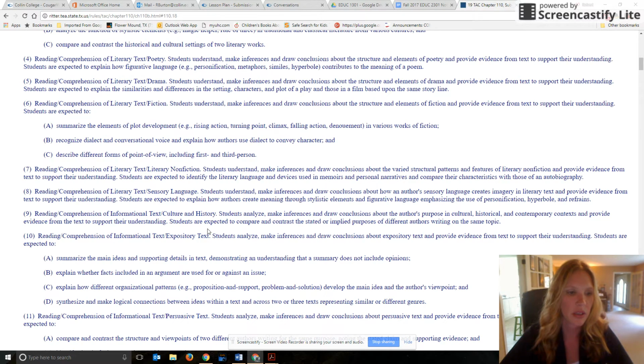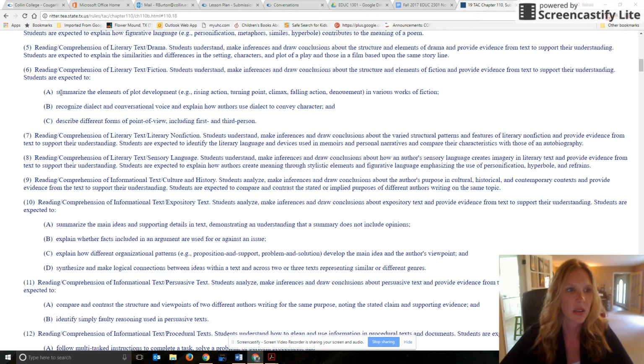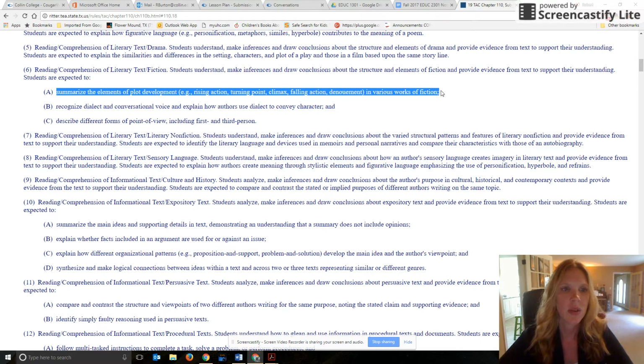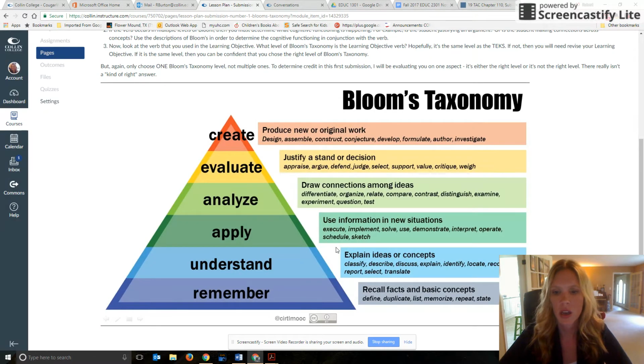What I'm going to pull is this one, because it's one that students commonly choose when they're writing a reading lesson: summarize the elements of plot development, rising action, turning point, climax, falling action, denouement, in various works of fiction. Okay, so we have to look at what they're doing. They're summarizing the elements. So if we go back to our Bloom's chart, we're going to look through these explanations of what's happening in each one of these levels to find which one best demonstrates the summarizing of plot elements.